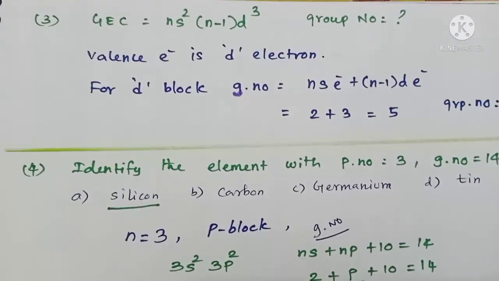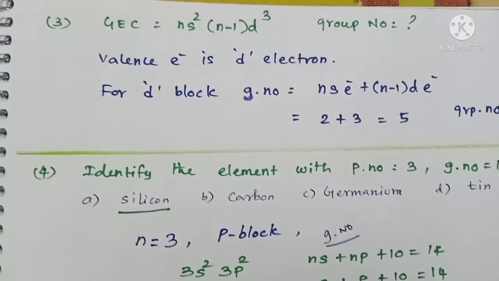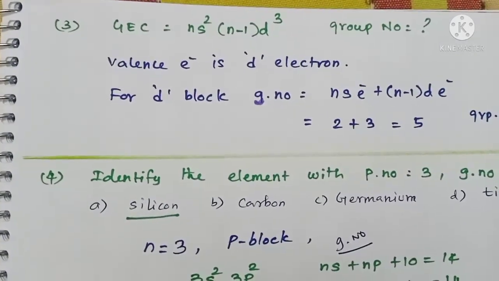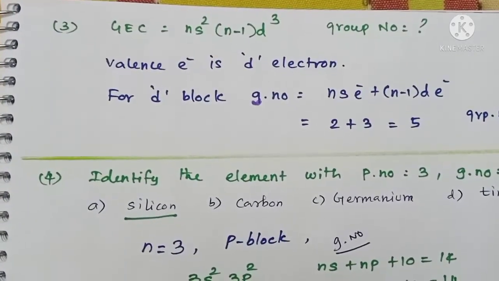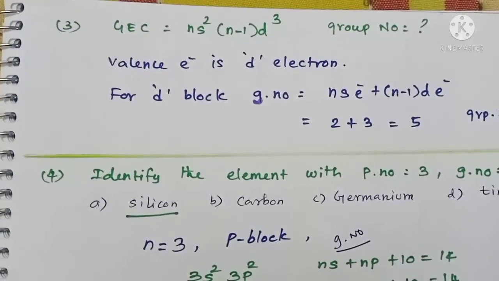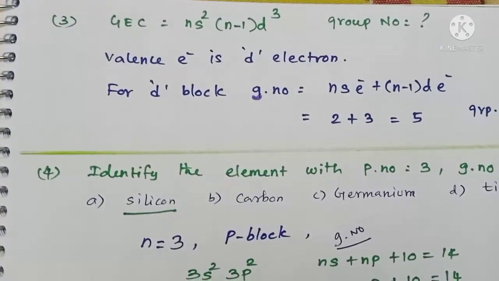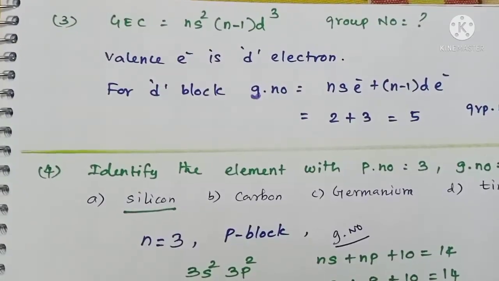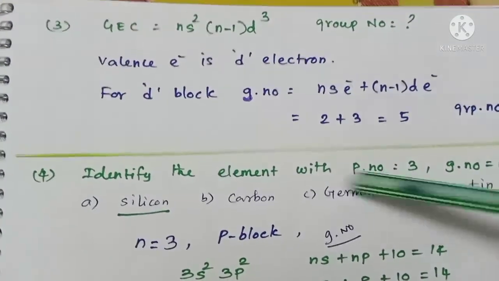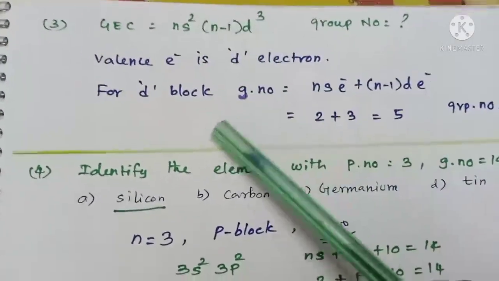The next question: you are given the general electronic configuration of an element. It is ns2 (n-1)d3 configuration. They are asking to identify the group number. Now look at the valence electron. It is a d electron, so the element with this configuration may belong to the d block, isn't it?